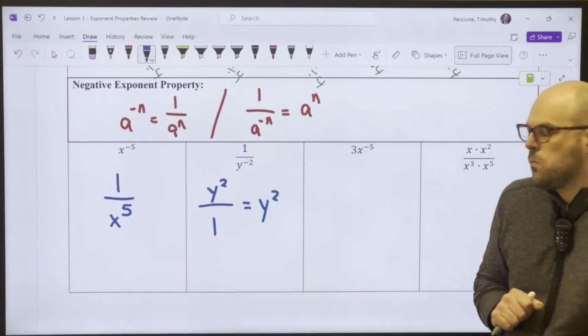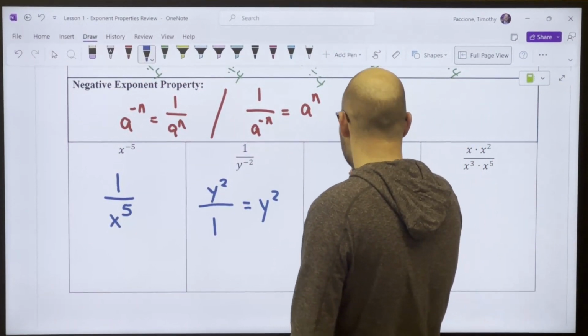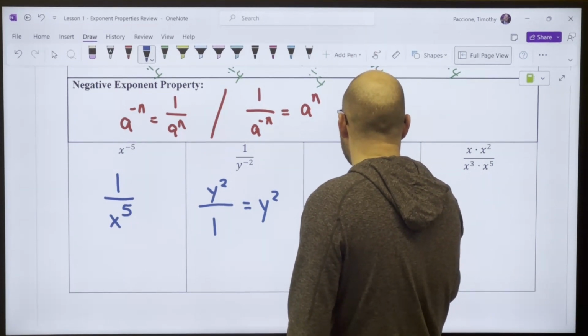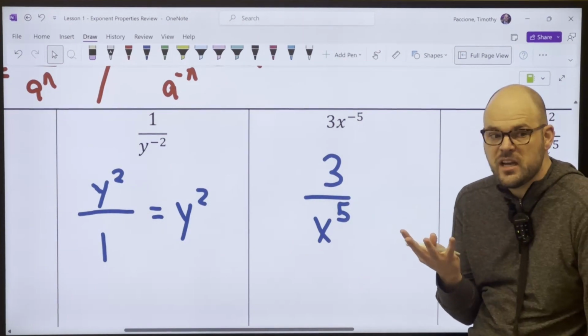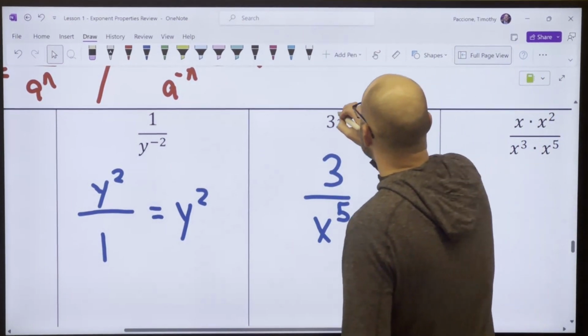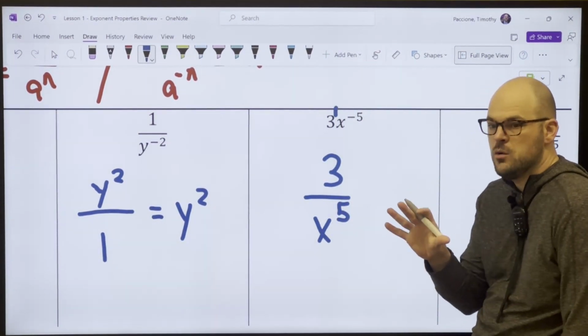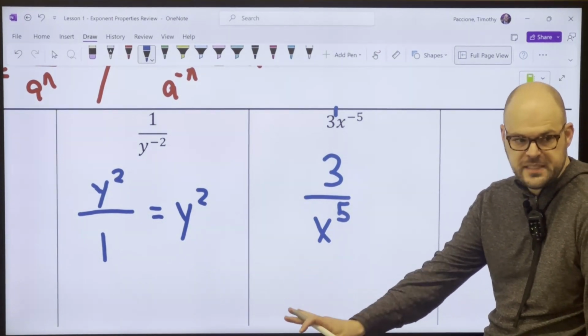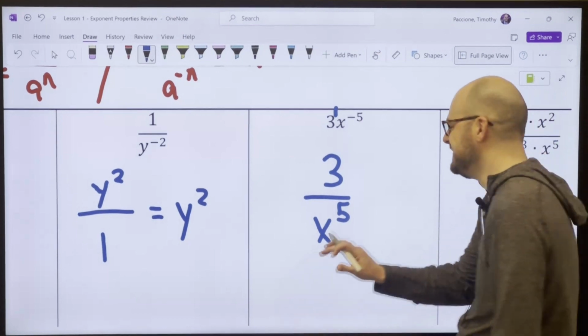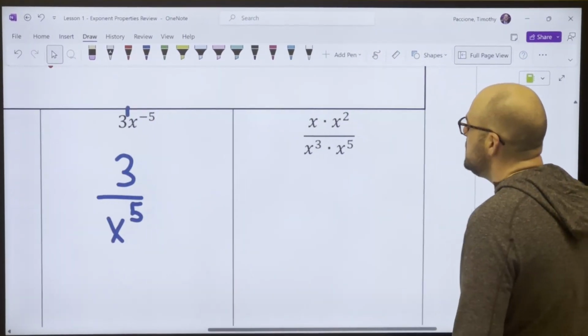What's my answer here? 3 over x to the 5th. Once again, the only thing being raised to a negative exponent right now is x. 3 is being raised to the 1. Leave it alone. It's feeling positive already. It doesn't need to move. Okay? Don't ruin its day. All right. And then finally, what do we have here?